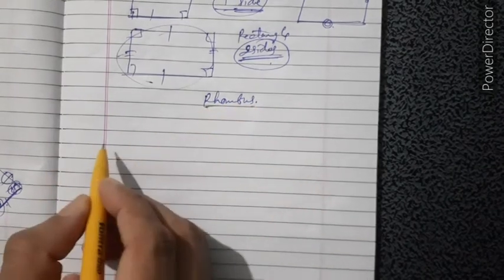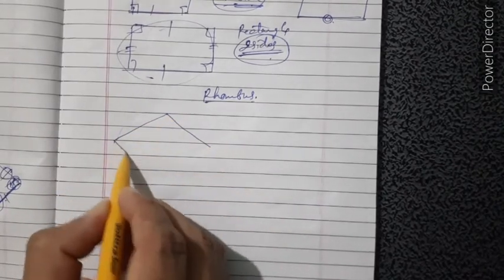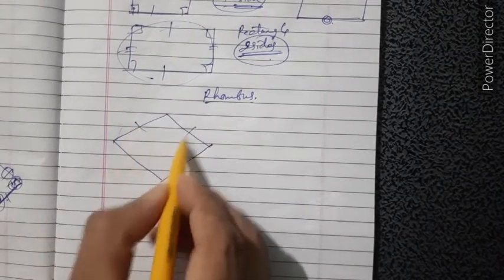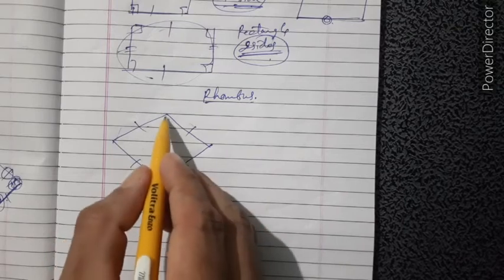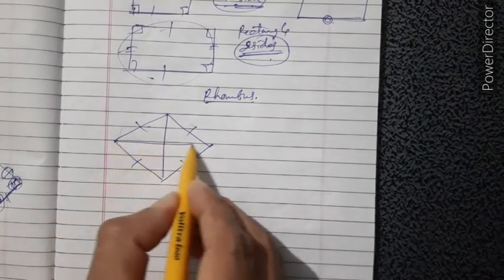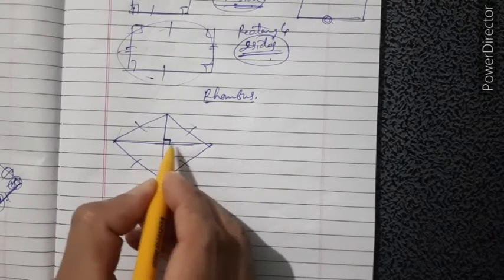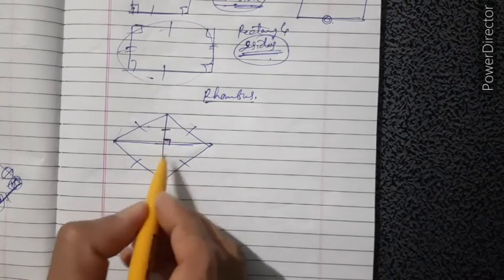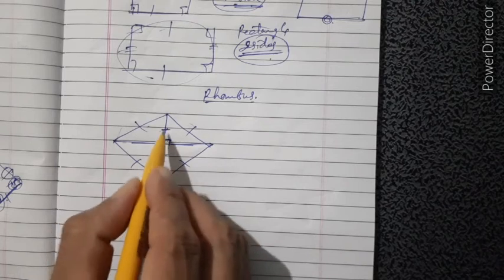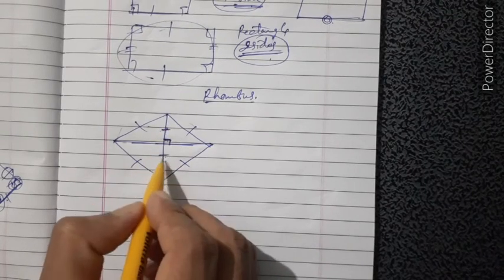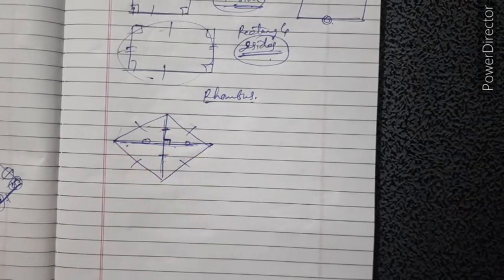Now, what is the property of rhombus? Okay, so we know that in a rhombus, all sides are equal, and both the diagonals are perpendicular bisectors. Perpendicular bisector means angle between their two diagonals is 90 degree, and each diagonal is divided equally. Means both diagonals divide each other into equal parts.